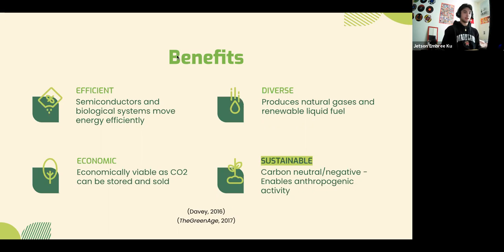And as Ali mentioned, the process is net carbon neutral or it's carbon negative, depending on how the fuels are used, which is important because it enables anthropogenic activity such as fueling machinery or cars, because using the fuels from artificial photosynthesis is less harmful to the environment than burning fossil fuels.